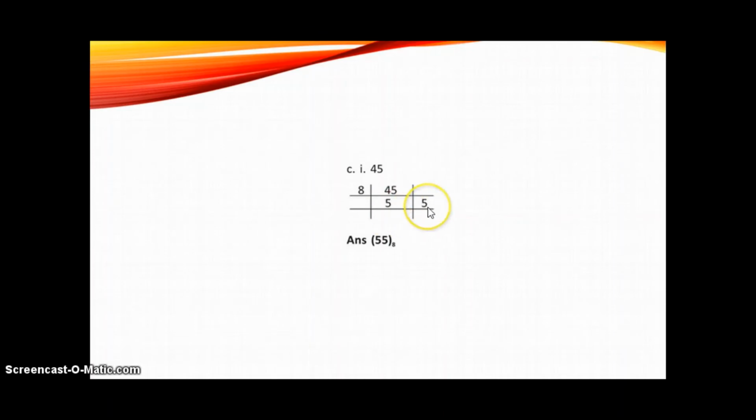So we have to divide till the number coming as the quotient is not further divisible. So 5 cannot be divided further by 8. Then we have to start from the bottom. So it will be 5 and 5 with the base 8. This 55 is the octal equivalent of 45, which is a decimal number.